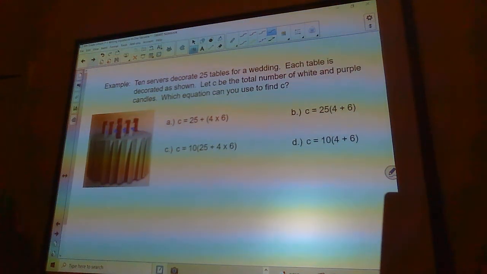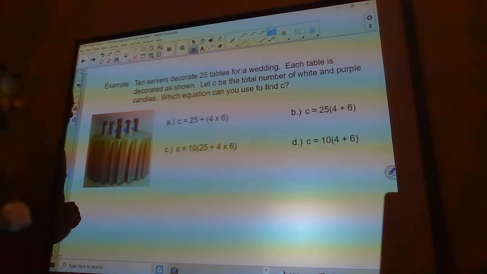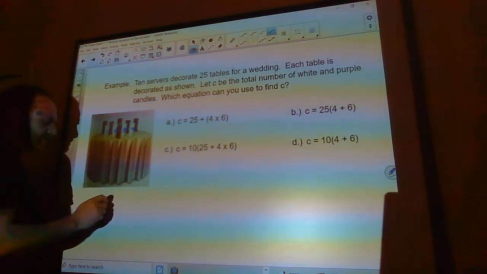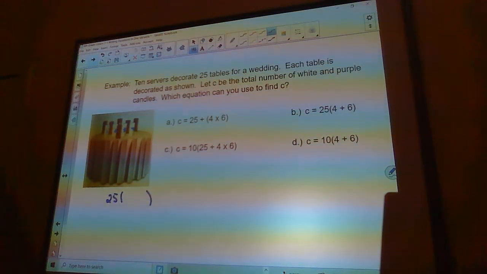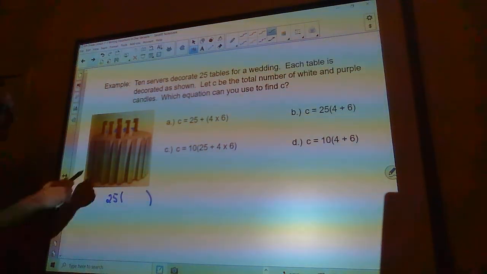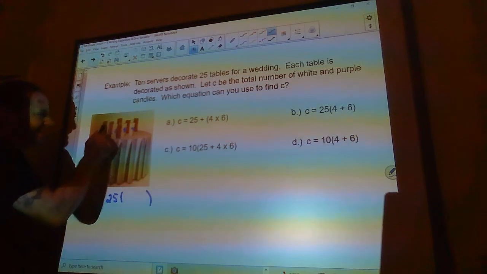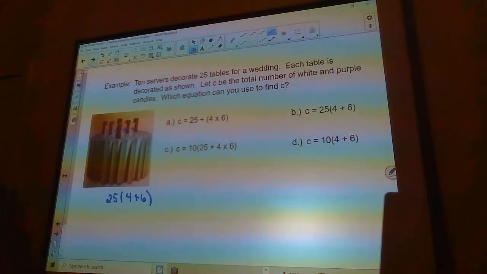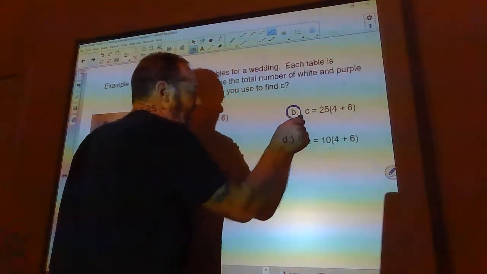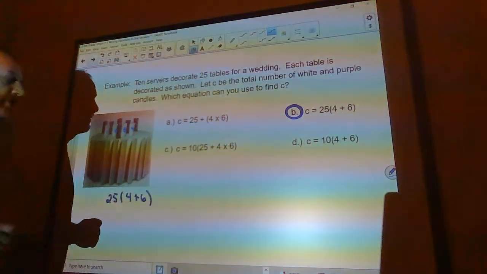Okay? So which of these equations could we use to find C if there's 25 tables? Well, if there's 25 tables that are all like this, it's going to be 25 times something. Okay? And inside there's going to be 4 white candles and another 6. So that's going to be plus, so it's 4 plus 6. So 25 times 4 plus 6. Well, that would be this one, B. That would work. Now, could any of these other ones work?